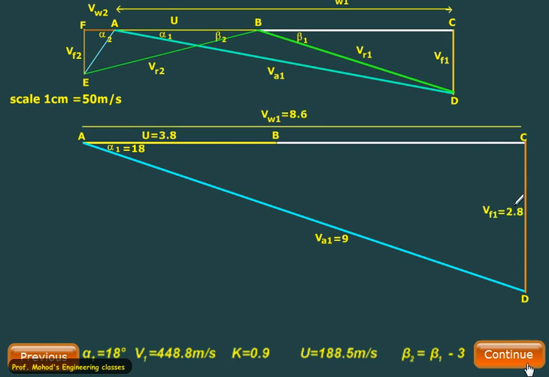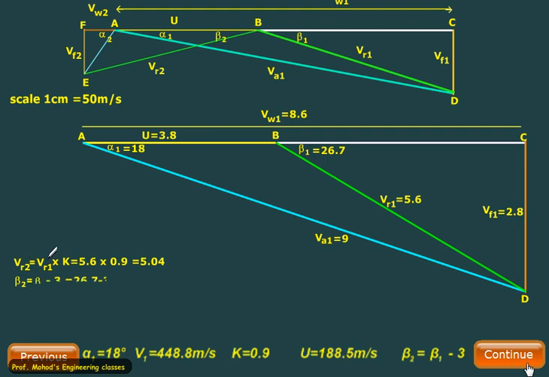Vf1 comes out to be 2.8, and Vw1 comes out to be 8.6. Now we'll try to find Vr1. For this we join B and D and measure this length. So Vr1 is 5.6, and beta 1 is 26.7. Now I know Vr2 is 0.56 times the K value, that is 0.9, and beta 2 is less by 3 degrees than the inlet angle, so beta 2 will be around 23.7.